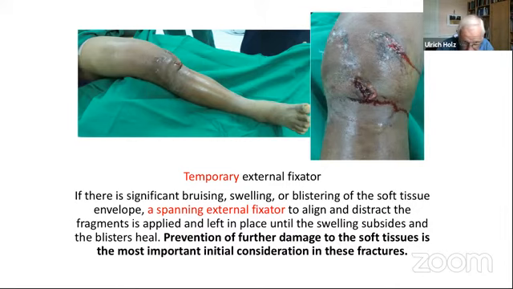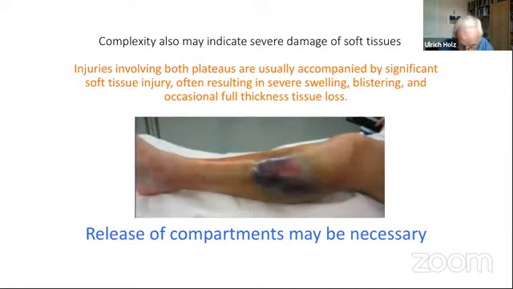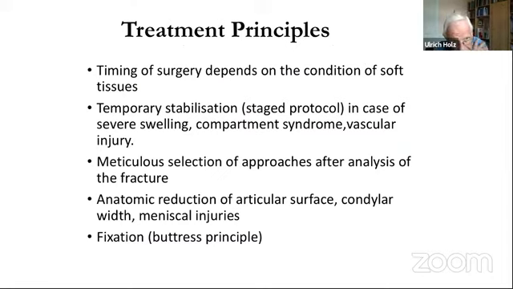Prevention of further damage to the soft tissue is the most important initial consideration in these fractures. Often compartments have to be released, and often there is full thickness tissue loss which needs plastic surgery as well. The treatment principles: first of all, the timing must be accurate. A temporary stabilization in a staged protocol if there is severe swelling, compartment syndrome, or vascular injury. Then a meticulous selection of approaches after an analysis of the fracture. The analysis of a fracture nowadays is a CT, a reconstruction CT and a standard X-ray. Anatomical reduction of the articular surface, condylar widths, and meniscal injuries is the goal.